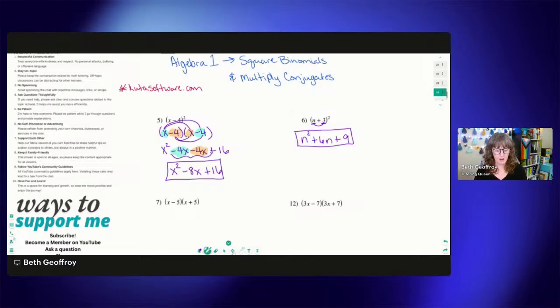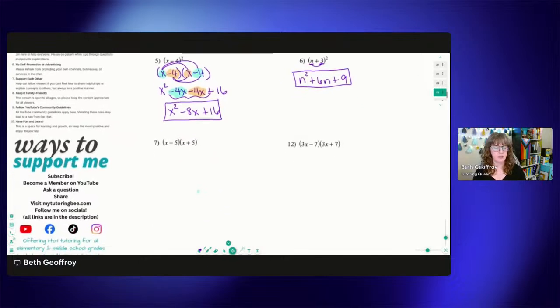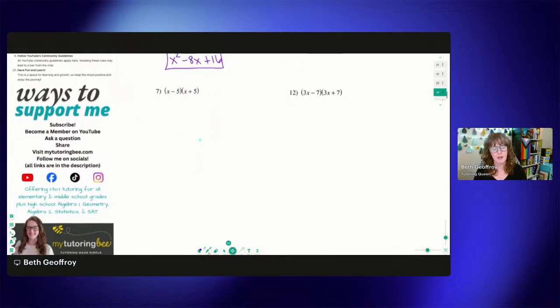Okay, on to the conjugates. So conjugates just mean that they are the same terms inside the sets of binomials. However, one of them is being added and one of them is being subtracted. We can see that same thing happening over here. We've got the 3x, 7 and 7, but then one is being added, one is being subtracted. So let's find out what happens when we do that distributive property on this.